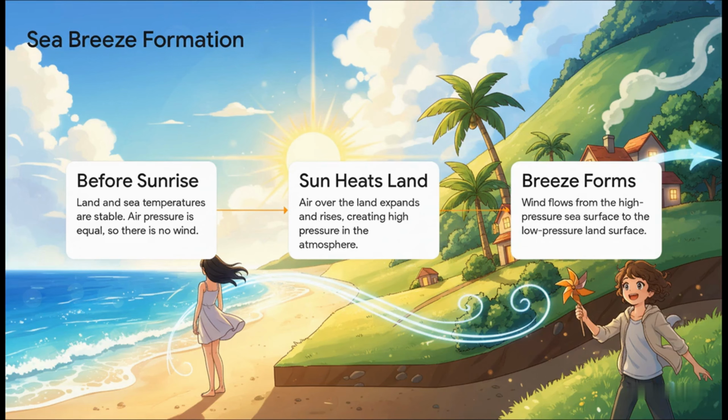Then, in step 2, the sun rises. The land heats up way faster than the water does. So the air right over the land gets warm, it expands, and it starts to rise. That leaves behind an area of lower pressure, right at the surface. And finally, step 3, where the magic happens. That rising warm air flows out over the cooler sea, where it cools down, gets denser, and sinks. All that sinking air piles up, creating higher pressure at the sea surface.